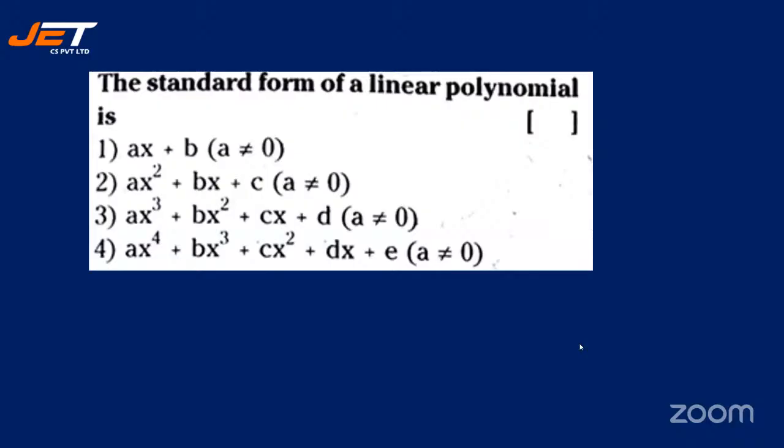All right, see the next one. The standard form of a linear polynomial is dash. The options are ax plus b, where a is not equal to 0; ax square plus bx plus c, where a is not equal to 0; ax cube plus bx square plus cx plus d, where a is not equal to 0; and ax power 4 plus bx cube plus cx square plus dx plus e, where a is not equal to 0. Four options are given, you can quickly give me the answers.